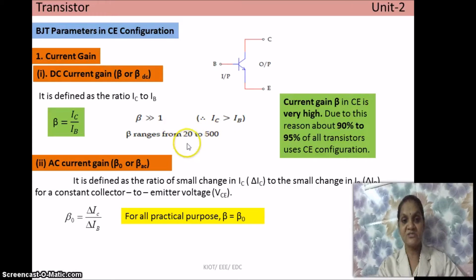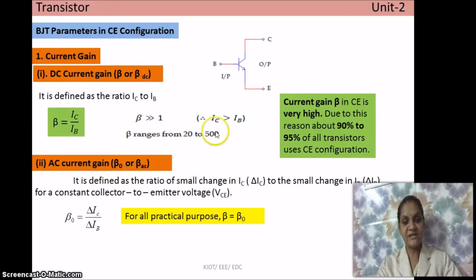See here the current gain is very high. That means even if we give 1 ampere at the input, we will get 20 amperes at the output if the current gain of the transistor beta is 20. If we are using a transistor with a current gain of 20, the output of the transistor is 20 times the input current. See how much amplification is provided by the common emitter configuration. This is very important. Because of this high current gain, in almost all applications we use common emitter configurations only.